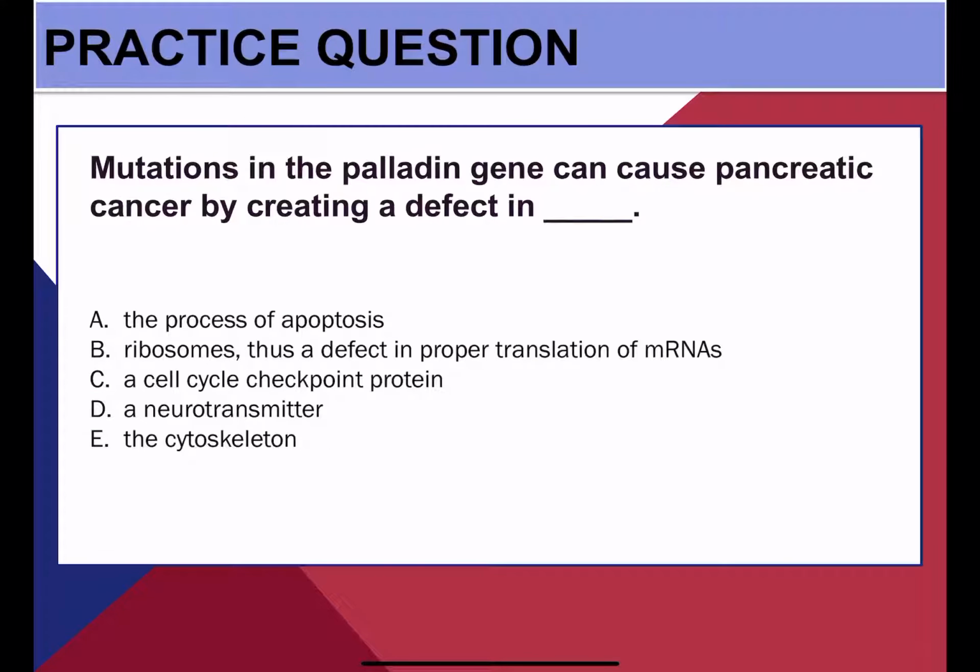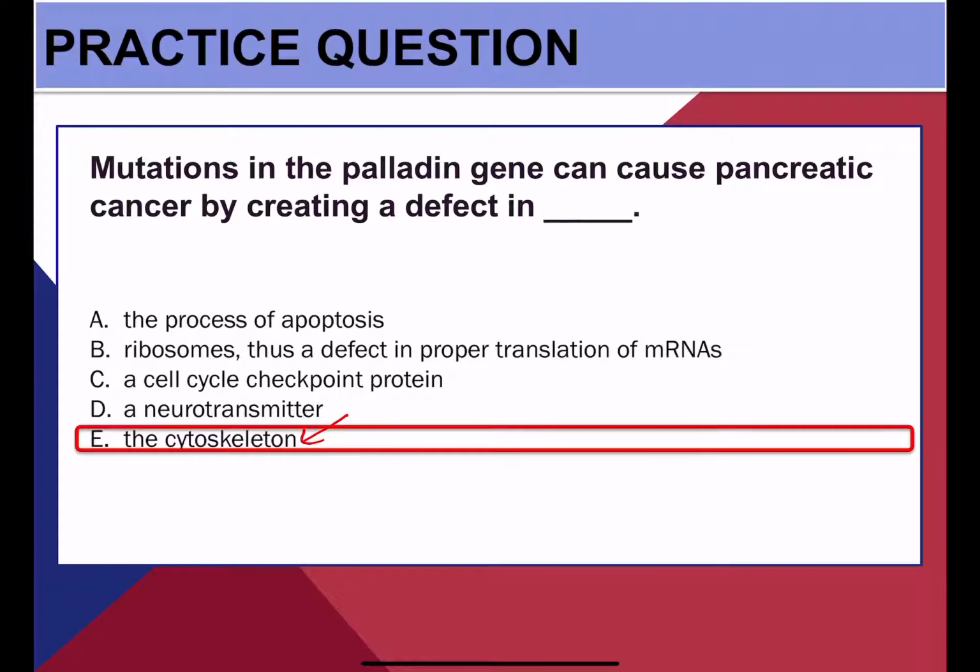D. Mutations in the pallidin gene can cause pancreatic cancer by creating a defect in the cytoskeleton. That's the one we talked about. The pallidin gene results in poor architecture of the cytoskeleton that now makes the cell more likely to migrate to other places and start secondary tumors in other areas of the body.